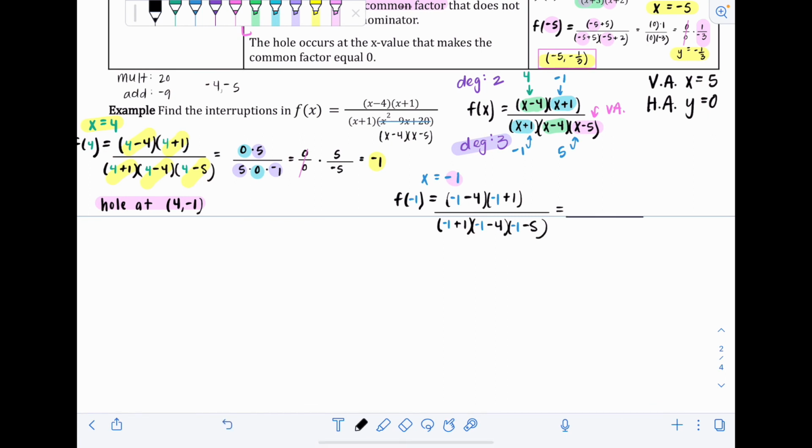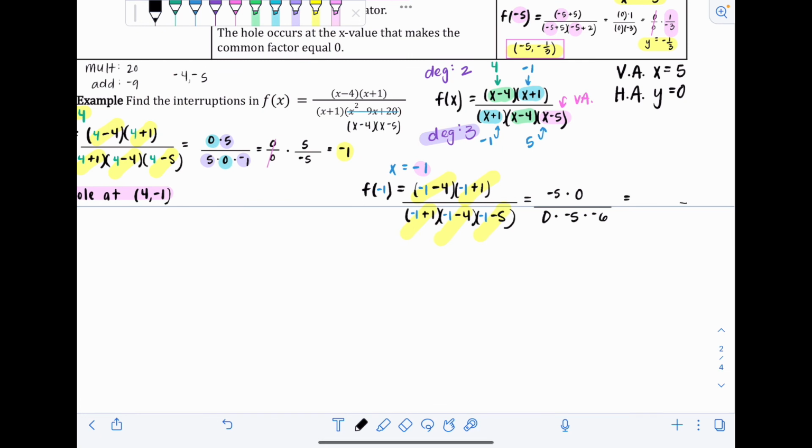Sorry, sometimes my hand hits the back button. Okay, so negative 1 minus 4 is negative 5. Negative 1 plus negative 1 is 0. I'm going to keep this in the same structure as the first one. You can use parentheses or the dot for multiplication. It doesn't really matter here, whatever you're comfortable with. And then in the denominator, negative 1 plus 1 is 0, and then times negative 1 minus 4, negative 5. And then right here, negative 1 minus 5 is negative 6.